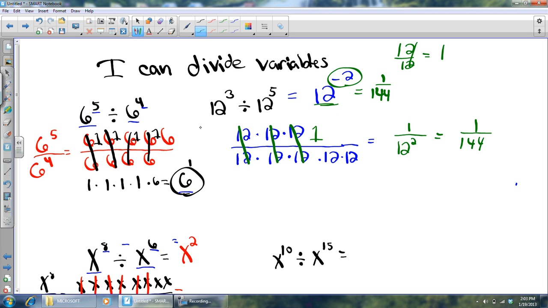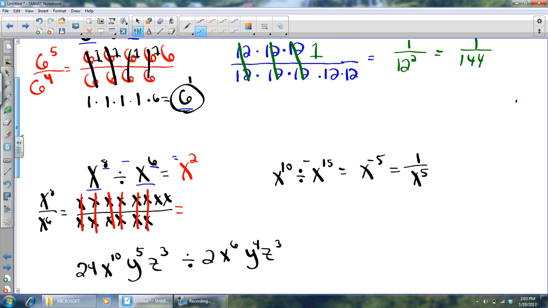So let's bounce back over here and look at x to the 10th divided by x to the 15th. Well, I've got like bases. They're being divided. I'm going to subtract my exponents to get x to the negative 5th. But since there's a negative exponent, I'm going to use the reciprocal, 1 over x to the 5th. And notice the exponent changes signs.